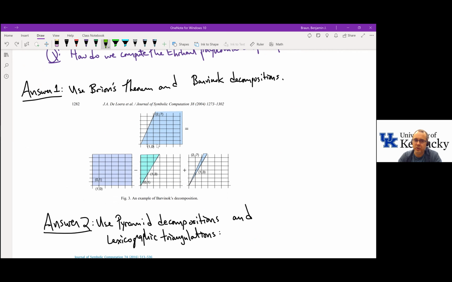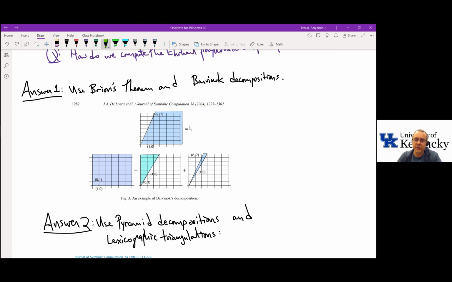So you can get this light blue cone by taking the whole orthant here in purple, subtracting off this little teal thing, and then adding on a little bit more. These pictures are from this paper by De Loera in the Journal of Symbolic Computation. The idea is that this cone right here is arithmetically complicated, because if you look at the ray generators (2, 7) and (1, 0), the determinant in absolute value is 7. But for each of these 3 cones, the determinant is 1. And so arithmetically, they're unimodular cones.